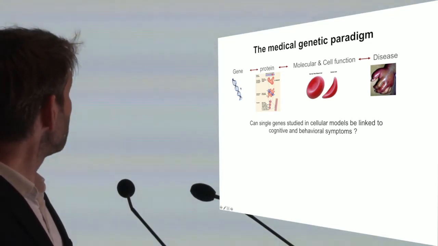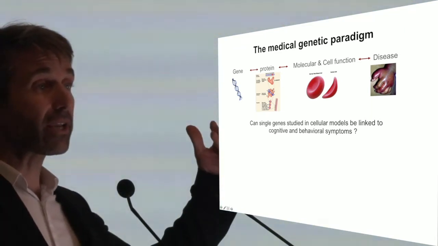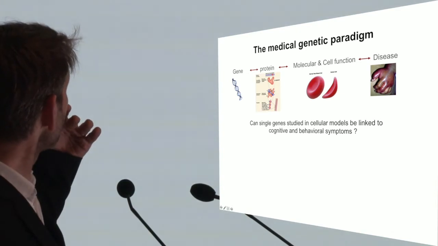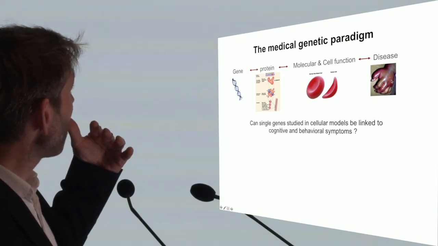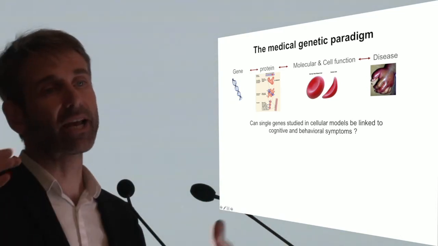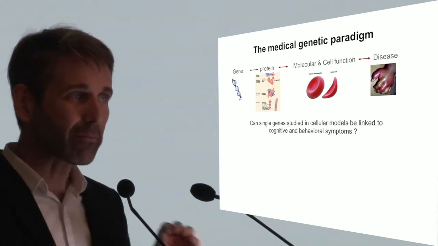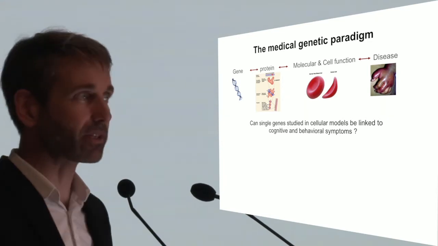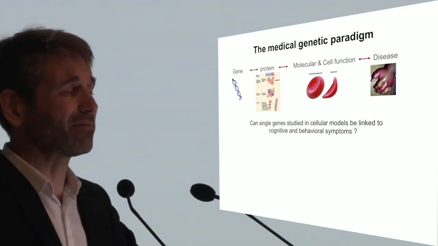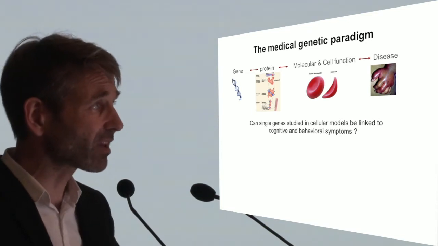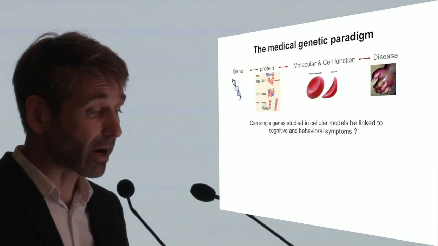You identify a gene associated with the disease. This is sickle cell disease, and you move your way in both directions. You move your way up the protein, the cell function, and then you understand the disease. And then also describing the disease helps you understand the interpretation of the cellular function and the protein. And that medical genetics paradigm has been incredibly successful. It's been successful in cancer and cystic fibrosis. There's huge amounts of success stories. So it's a great paradigm.